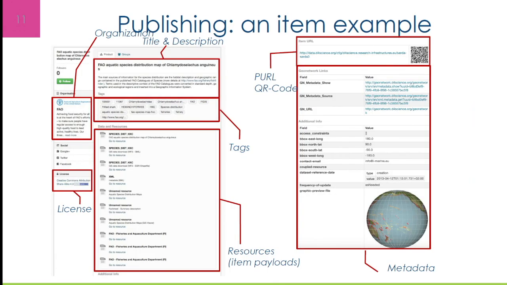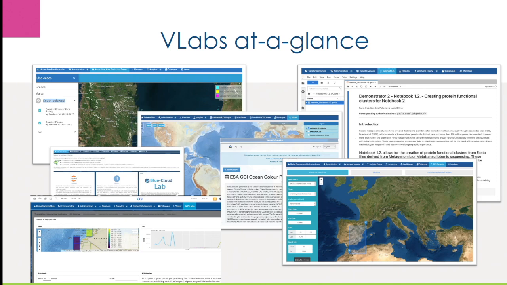This is just an example for publishing an item. So we have a service dedicated for when you have something that you want to share with others in the VRE. It is basically a catalog, where you can specify exactly the metadata profile that you want to use to describe your scientific product. So this is also possible. In this case, this is an aquatic species distribution map.